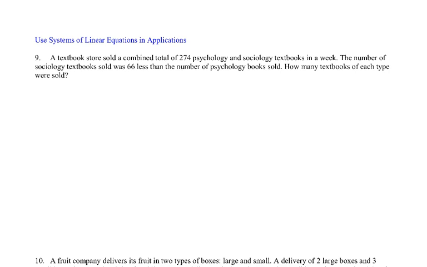I'm going to go ahead and do an example of an application of solving a system of linear equations. A textbook store sold a combined total of 274 psychology and sociology textbooks in a week. The number of sociology textbooks sold was 66 less than the number of psychology books sold. How many textbooks of each type were sold? So the first thing I want to do is take this first sentence. We're told that there's a total of 274 psychology and sociology books that were sold in a week. So psychology plus sociology books equals 274. That is our first equation.